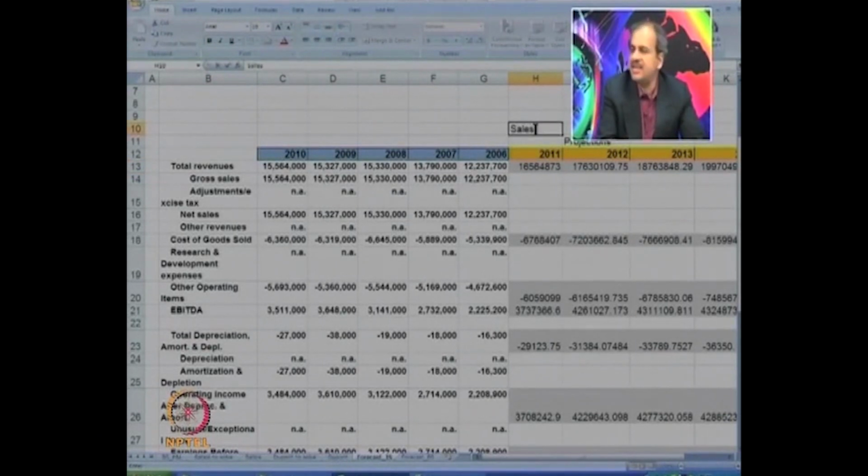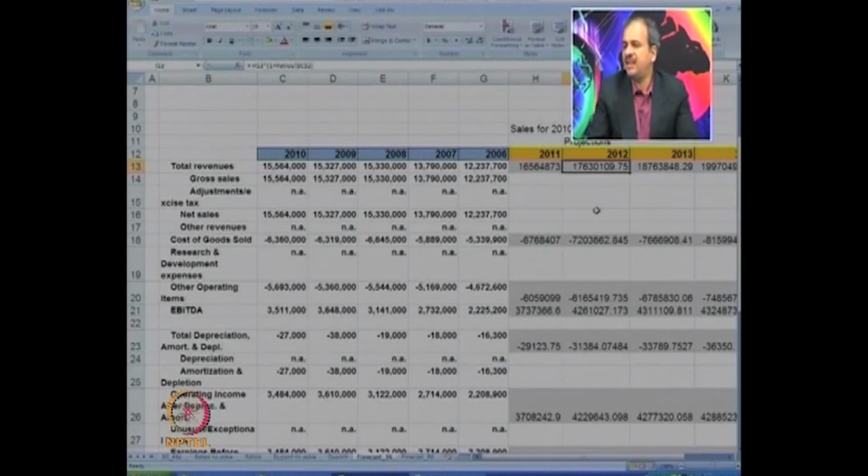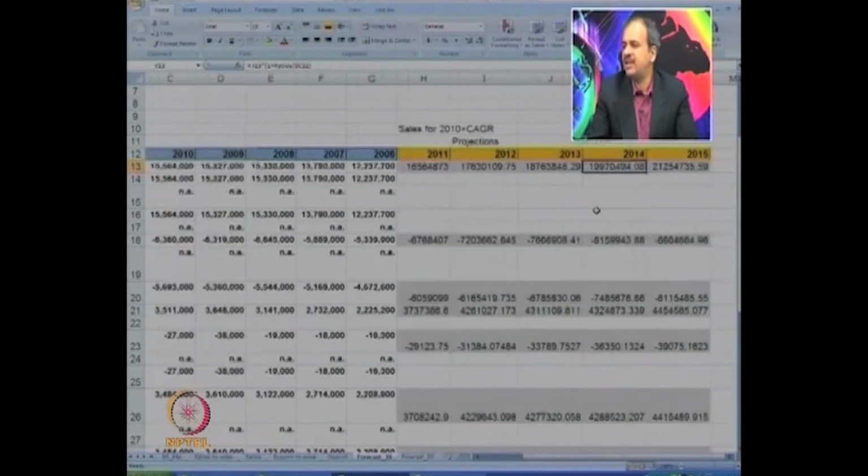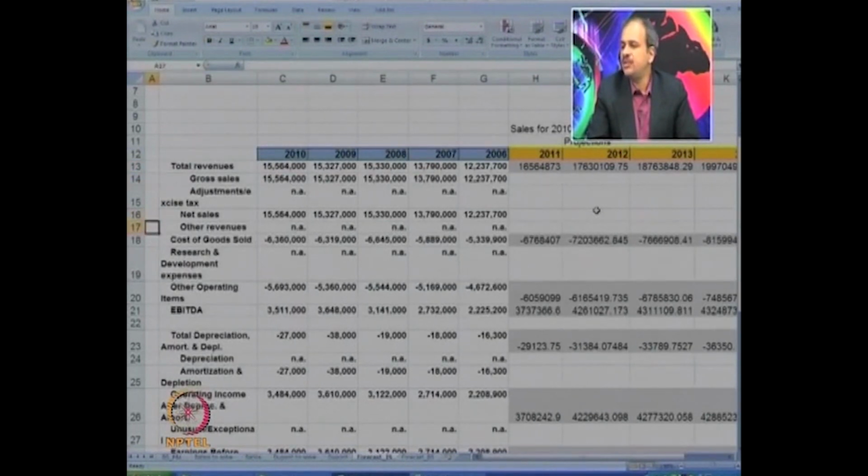What we have done is taken the sales for the earlier year, which is 2010, and added the CAGR figure in percentage terms. That is why we get a projection for sales, and then the same has been dragged over the years. In the later years, it is assumed that if the sales growth remains constant, this will be the level of sales. Now, the next important figure is cost of goods sold.